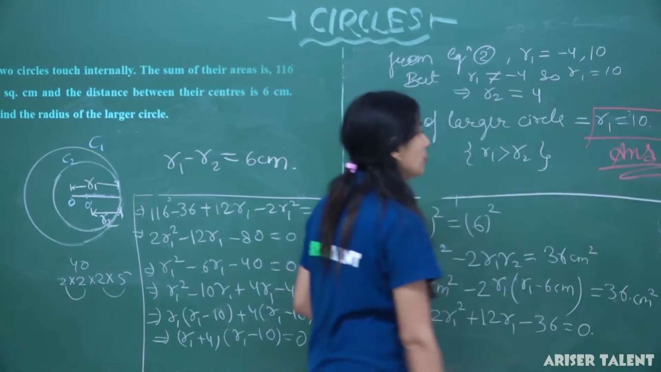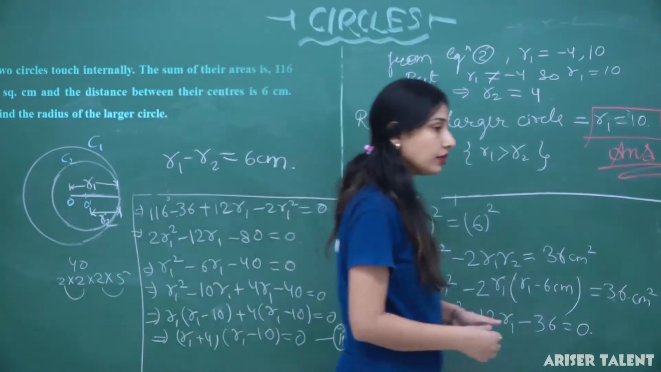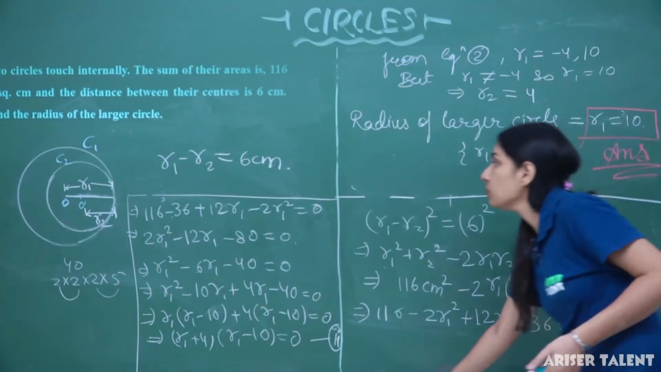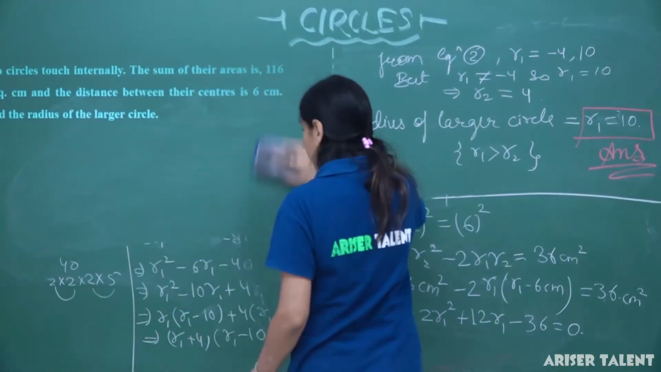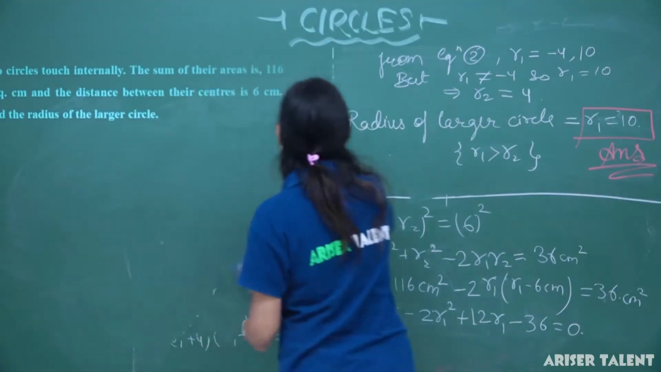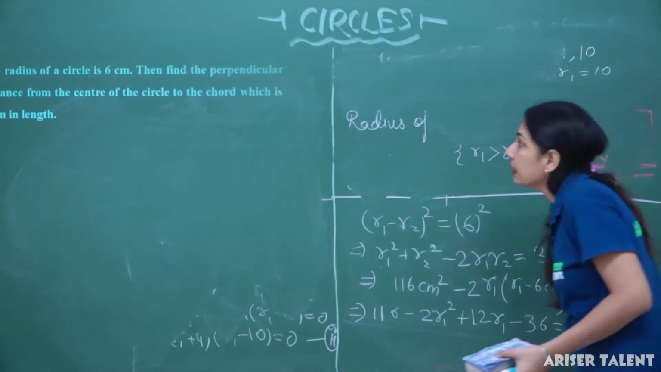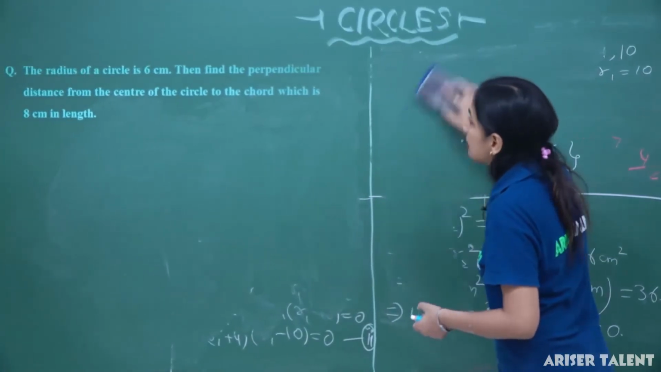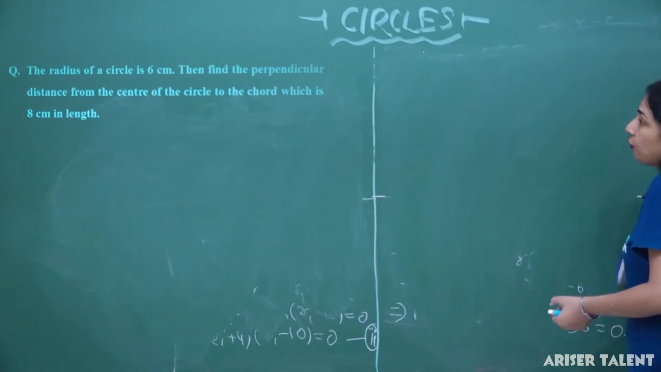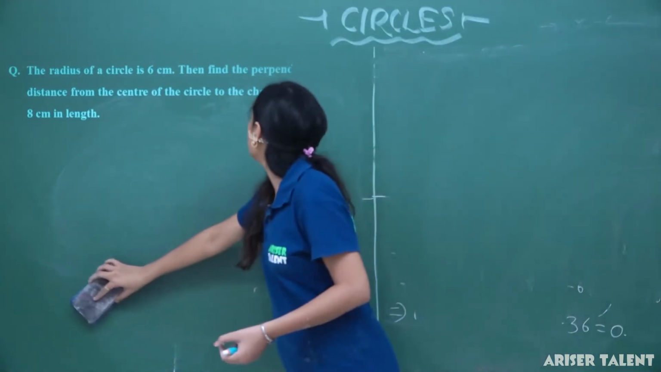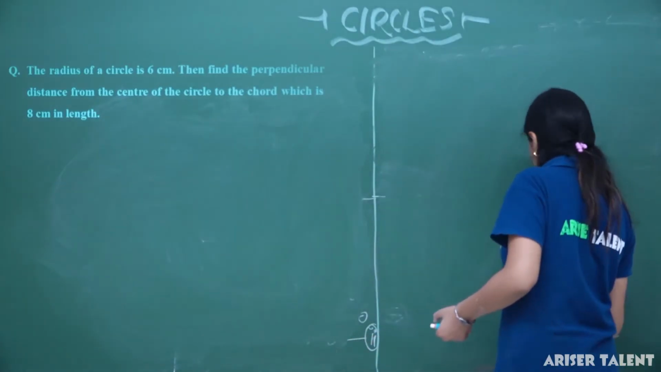Right, students? So, note this. Either I can move forward to the next question. Okay, students, now we will move to the next question, right? So, our next question is this. The radius of a circle is 6 centimeters. Find the perpendicular distance from the center of the circle to the chord whose length is 8 centimeters.